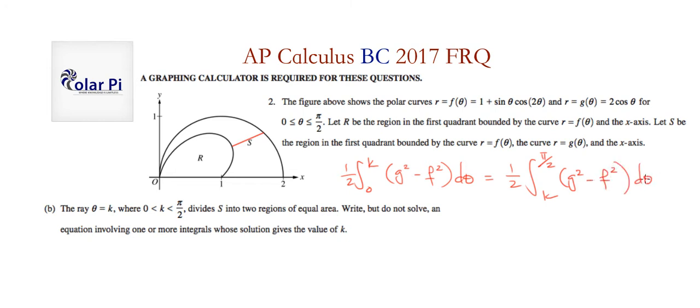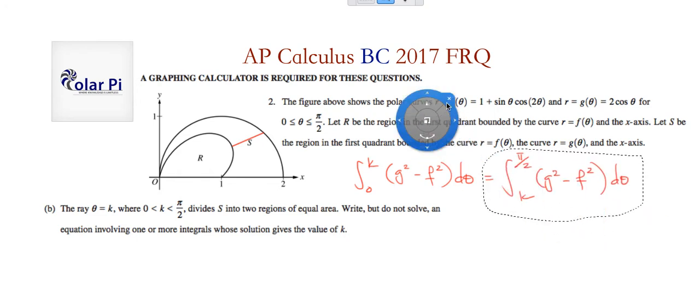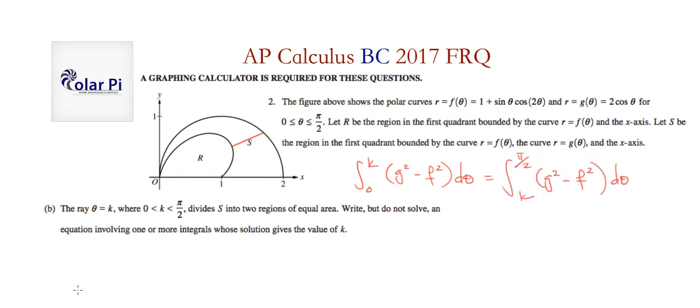Now, you could see that the 1/2 is on both sides, so it's unnecessary. Feel free to get rid of this 1/2 here and this 1/2 here. But here is one such equation that would get us the value of k that we're after. Another equation that would do the same is the following, and it's like you get it.